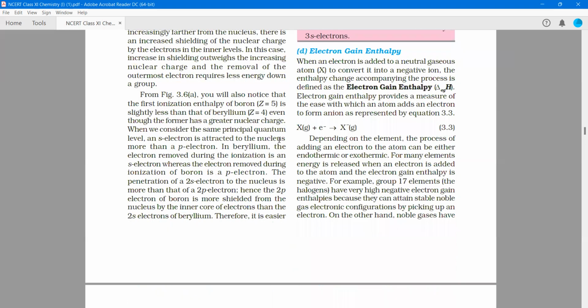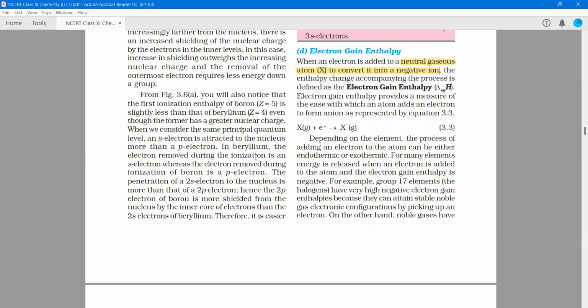So now let us talk about the last topic for this lecture, that is the electron gain enthalpy, and it is just opposite to ionization enthalpy. Here also we are talking about a neutral gaseous atom that converts into a negative ion, that is, you are taking up an electron right here. And to take up an electron, you need to lose energy.